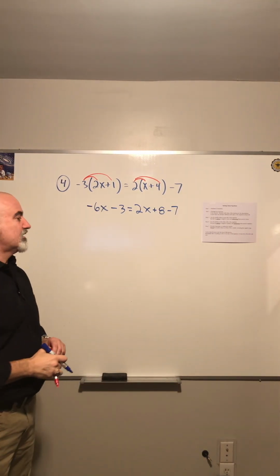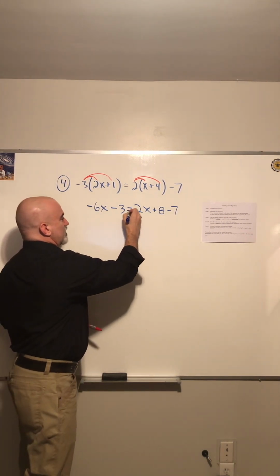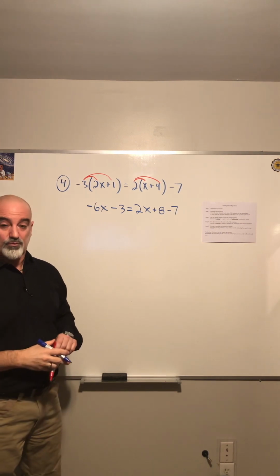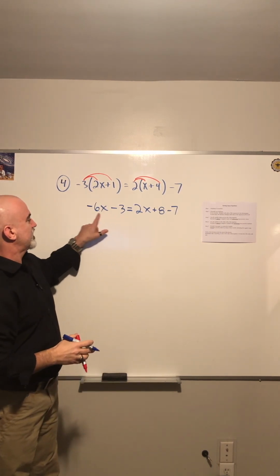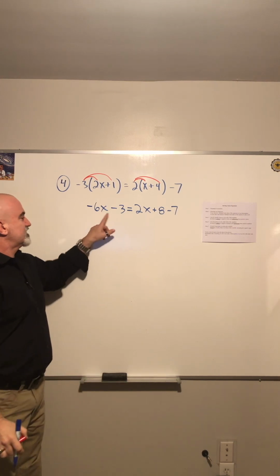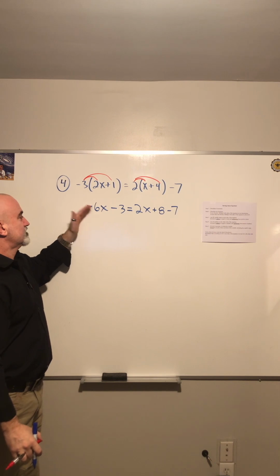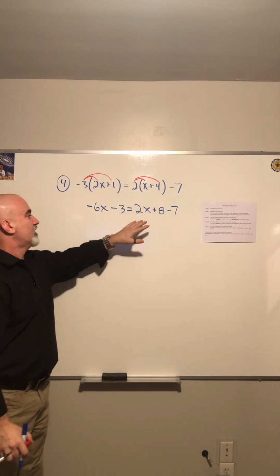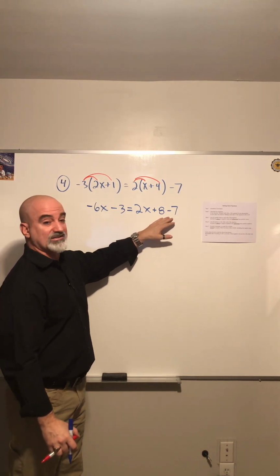Now here's something that we always want to keep in mind, and that is we want to combine like terms whenever we can, when they're on the same side of the equal sign. So these are not like terms here, I can't combine them. Negative 6x minus 3, they're not like terms, right? Well, over here we do have like terms. We got 8 minus 7.